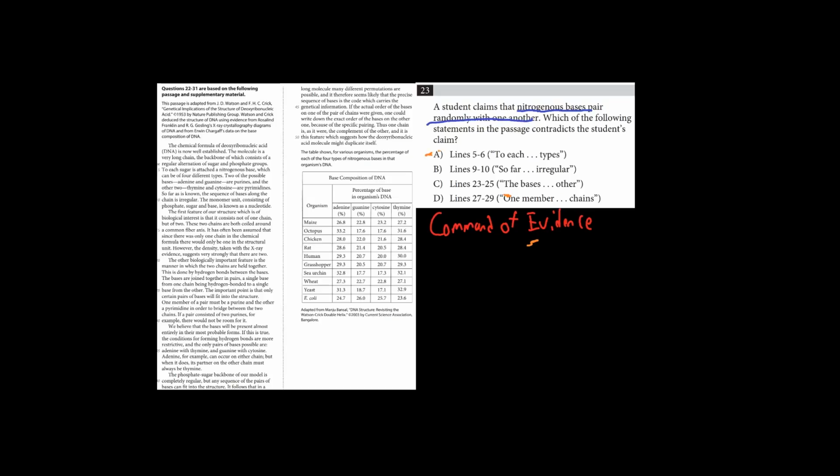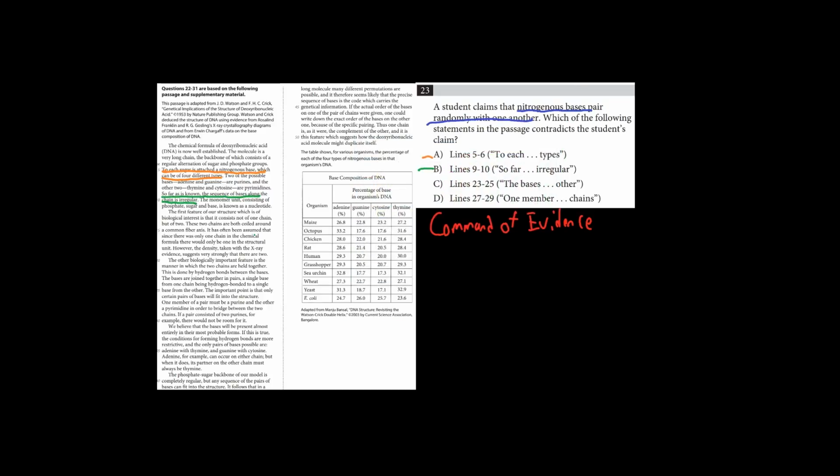So lines 5 through 6, letter choice A, I'll go ahead and mark in the orange, and that's right here where it starts with, to each sugar is attached a nitrogenous base, which can be of 4 different types. So each sugar has a base which has 4 different types. And then I'll go to answer choice B, which is lines 9 through 10. And that says right here, so far as known, the sequence of bases along the chain is irregular.